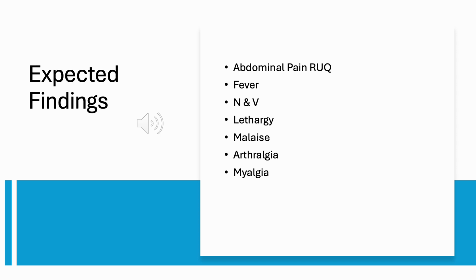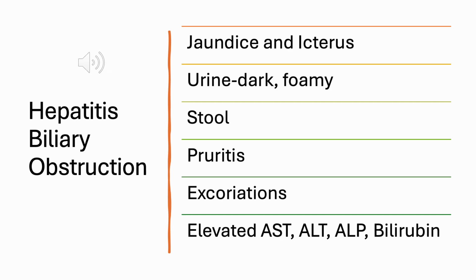And myalgia is painful muscles. Those are common signs and symptoms with all types of hepatitis. If there's biliary obstruction due to hepatitis, the patient is going to be jaundiced and have icterus. They'll have dark foamy urine, clay-colored or white stools. They'll have intense pruritus. I mean, so intense that they really scratch themselves silly, and they have excoriations.